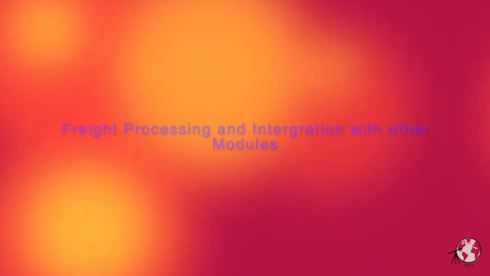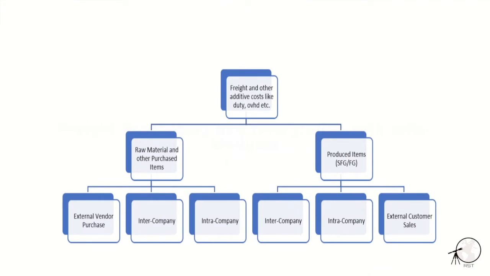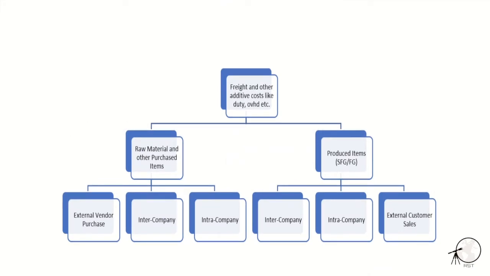I agree that this is mostly dependent on the business, how they want to treat it. But more often than not, I have seen that the business is looking for us to give the best practice from SAP's perspective. So, freight and other additive costs can be broadly divided between procured and produced items because they are treated differently when it comes to the material type.